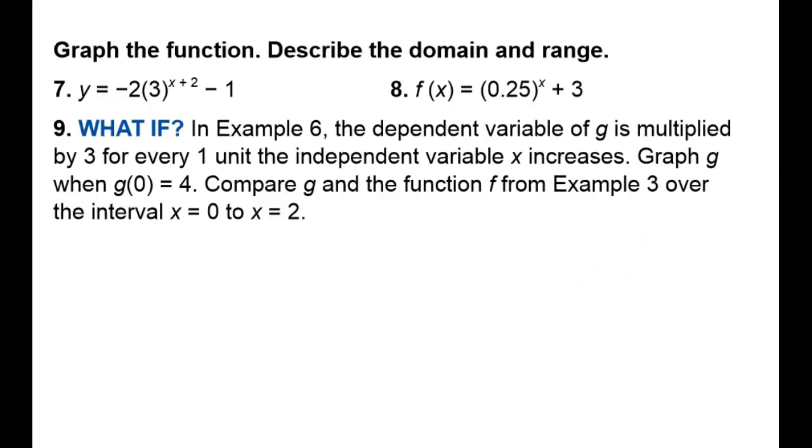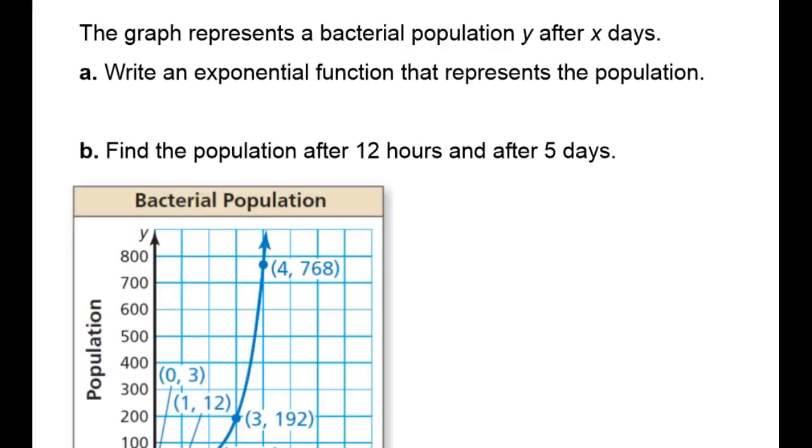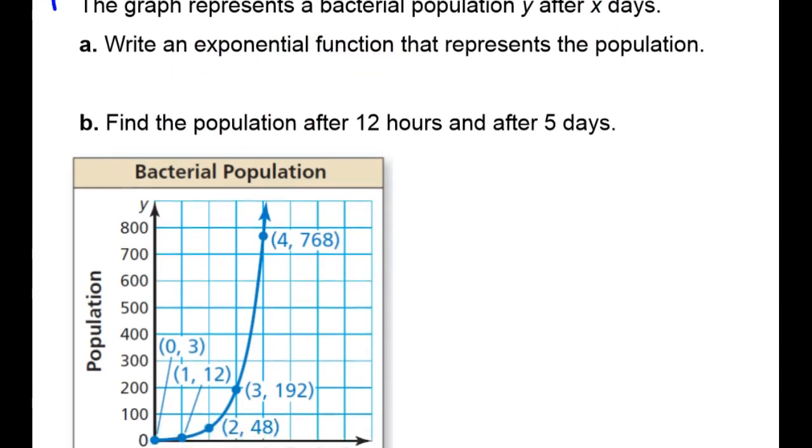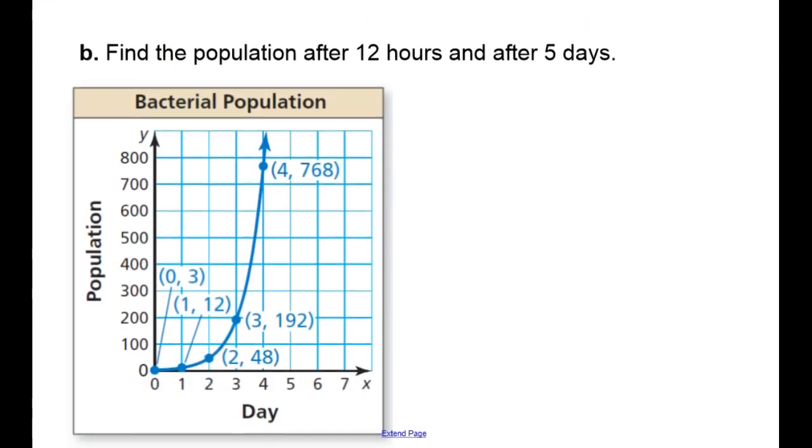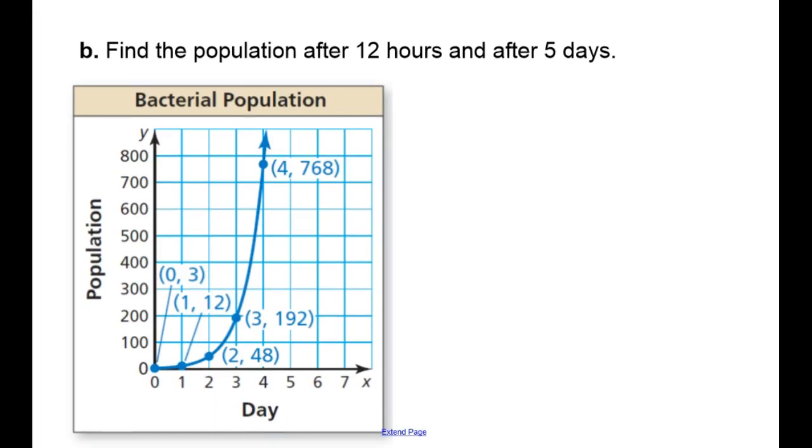So here's some more monitoring progress, so check these out. Now here we go, here's our real life problem. This is example number 7. So the graph represents a bacterial population, y, so my population is y, after x number of days. Write an exponential function that represents the population. And then find the population after 12 hours and after 5 days.